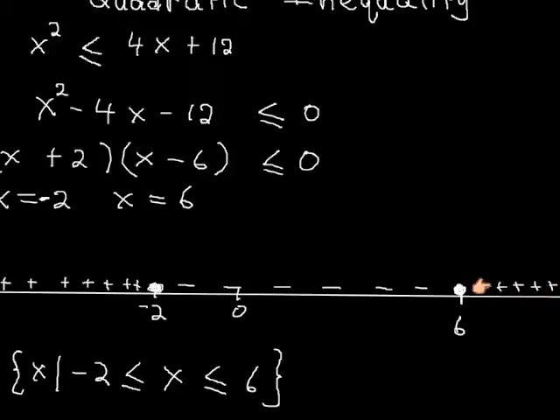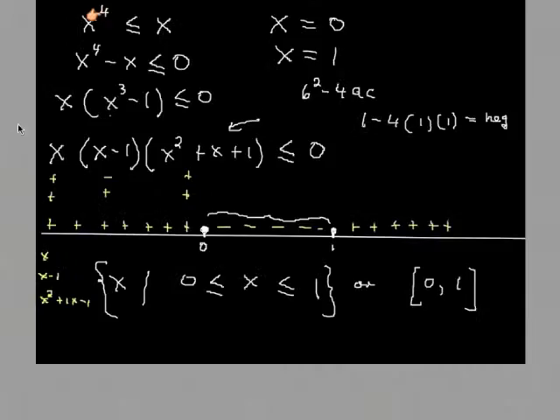If I pick a number greater than 6, let's say 10, I'll get a positive here: 10 plus 2 is positive, and 10 minus 6 is also positive. Positive times positive is positive, so this region is positive. I'm only looking for the negative. So the solution is that x will lie anywhere between negative 2 and 6. You can write down x such that negative 2 is less than or equal to x less than or equal to 6.